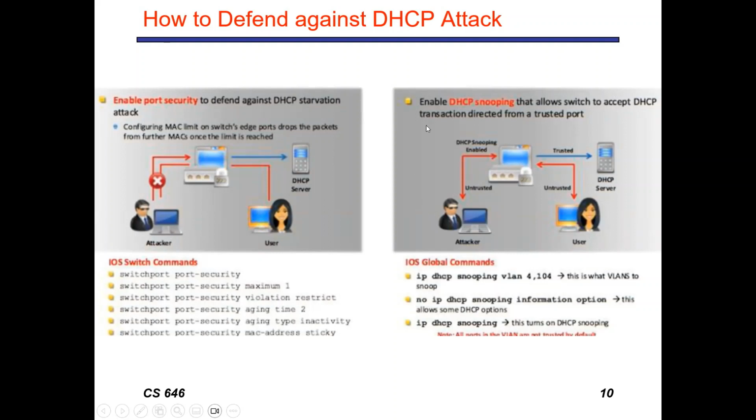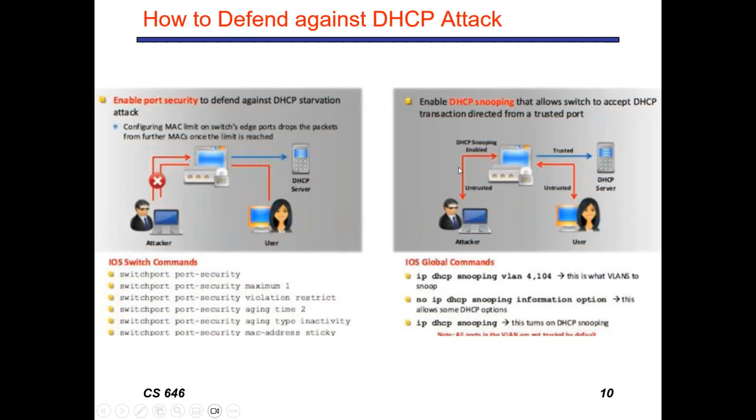Along with the port security, you can also enable DHCP snooping on the switch. DHCP snooping is a security feature offered by switches, where you define one port as a trusted port. Wherever your actual DHCP server is connected, you can enable that as the trusted port, and the rest of the ports are untrusted.